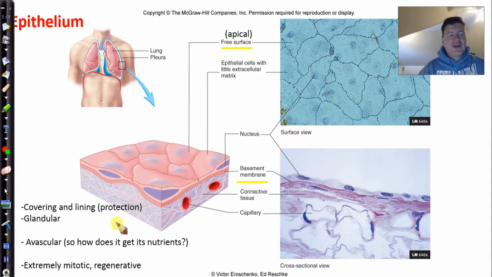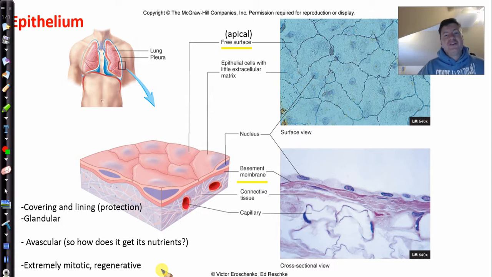One more thing we'll focus on for epithelial tissue is that it's extremely mitotic. Since it's exposed to the environment, think about the inside of your stomach, for example. It's exposed every day to lots of acids and foods, and if you did not have a way of replacing the cells that get damaged and sloughed off and killed, then you'd be in trouble. So epithelial tissue in particular is extremely mitotic, and it regenerates very quickly. What happens when you get a scratch on your hand? It will heal relatively quickly because the epithelial cells will grow back together and heal that wound.